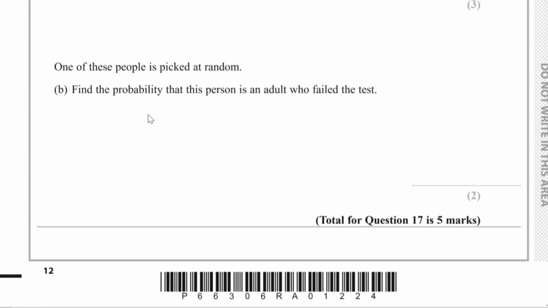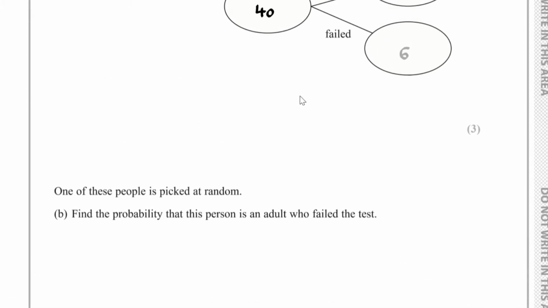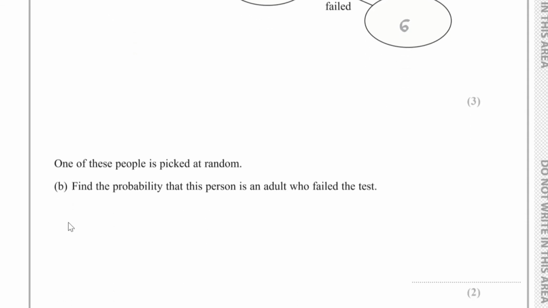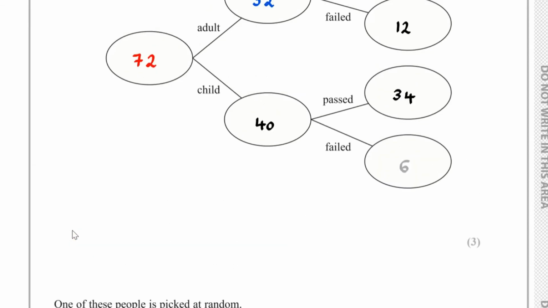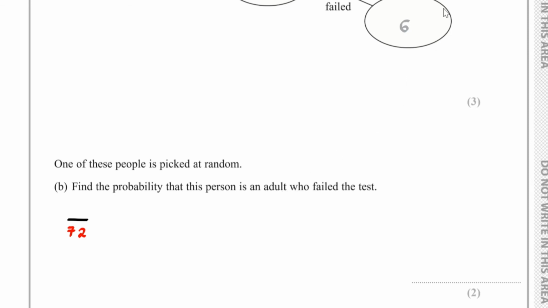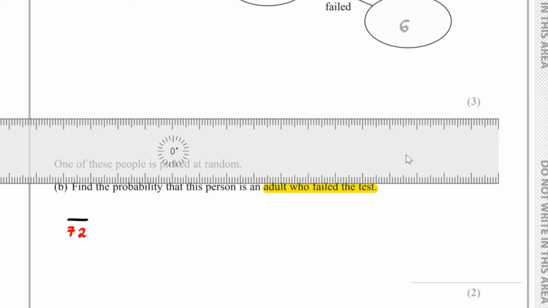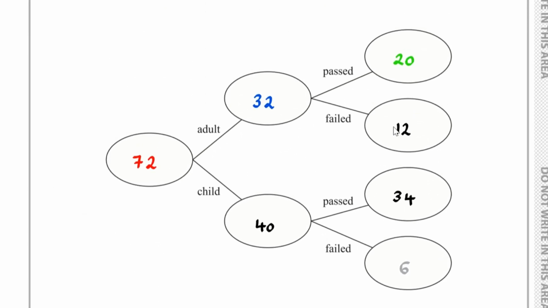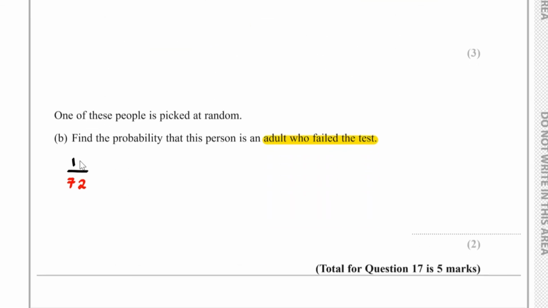Then for part B, one of these people is picked at random, and we have to find the probability that this person is an adult who failed the test. So if one of the people is picked at random, that means out of 72 people, one of them is picked. For an adult who failed the test, that will be 12. So we have 12 out of 72. And if we simplify this, we get 1/6.